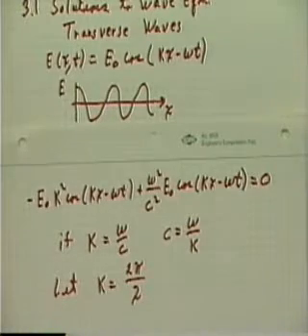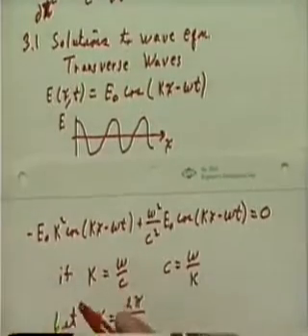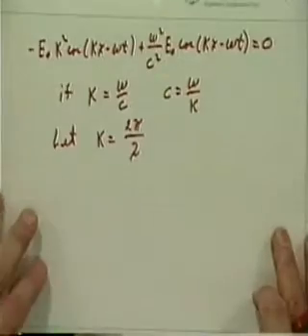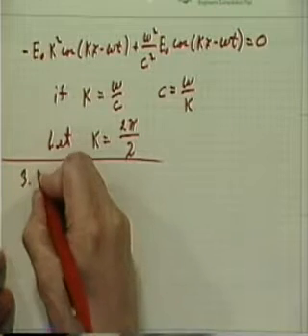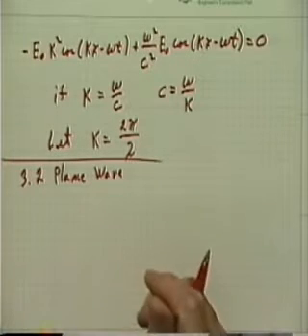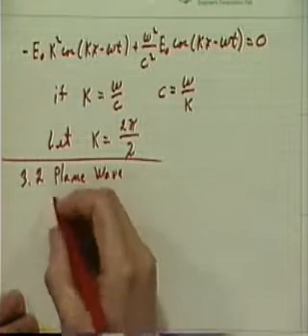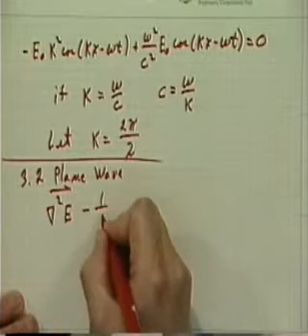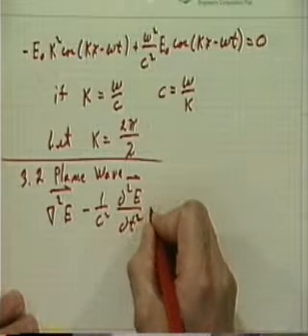So this is a solution to the wave equation, and it was really the one-dimensional wave equation, and so that worked pretty well. Well, let's go on here and not just worry about one dimension. Let's worry about the three-dimensional case. And so this will take us to section 3.2, which is entitled Plane Waves. And so just writing down the three-dimensional wave equation again here: del squared E minus 1 over c squared, second derivative of E with respect to t is equal to 0.